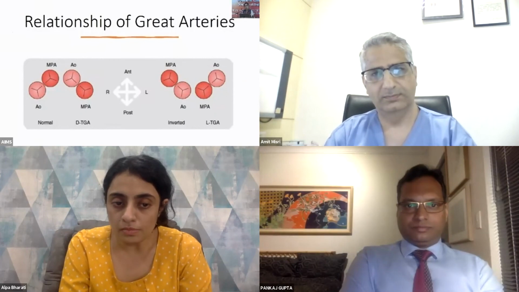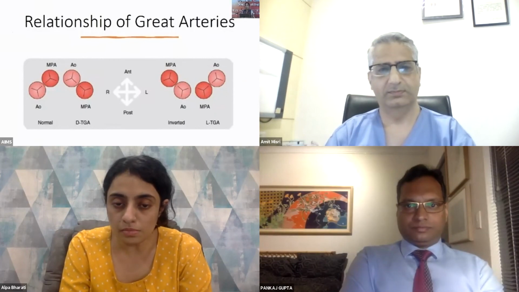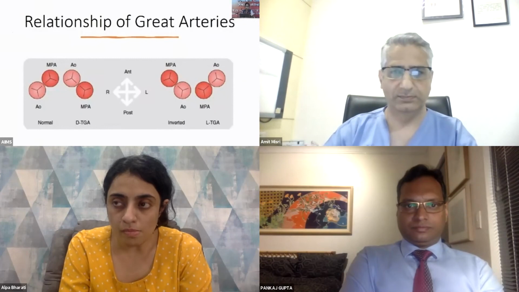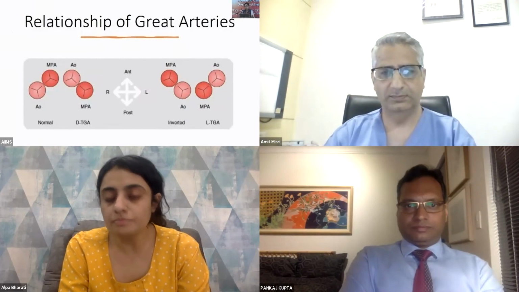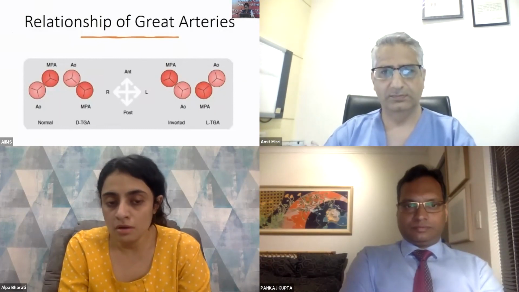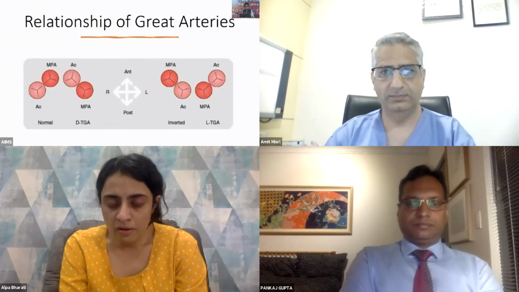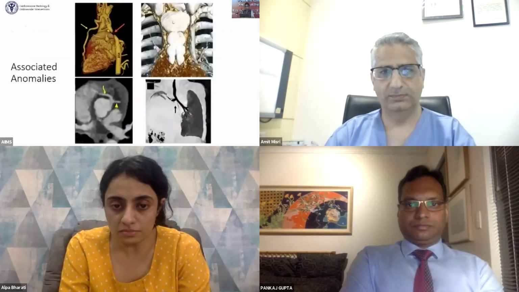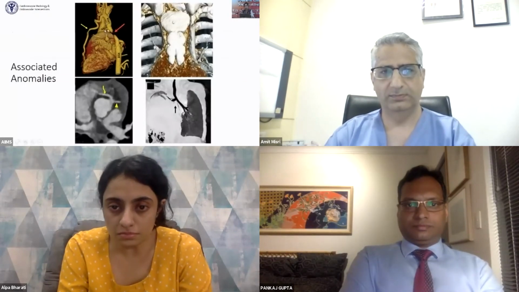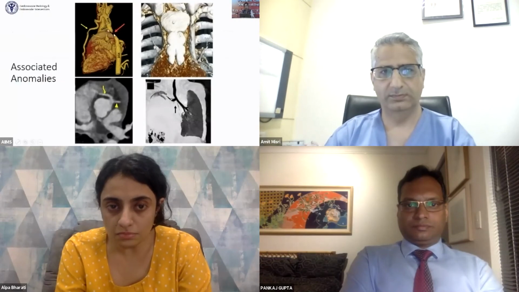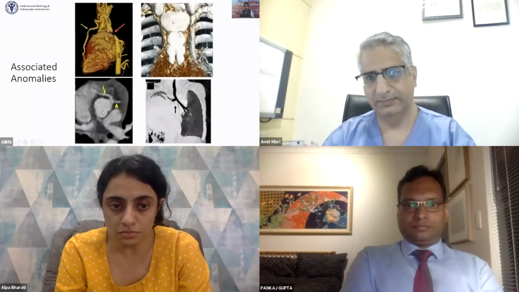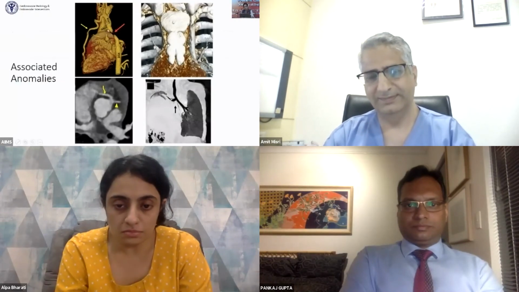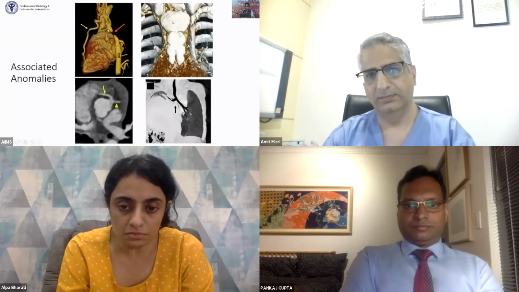Relationship of great arteries, again, L-posterior aorta. Aorta is normally posterior and to the right of the MPA. So L-posterior aorta is if it is to the left of the pulmonary artery, and in TGA it will be anterior to the pulmonary artery. Associated anomalies, we look at the great vessels. So look at the pulmonary artery, also at the aorta. Just finishing off, coronary arteries, any abnormalities in the skeleton or the airways.